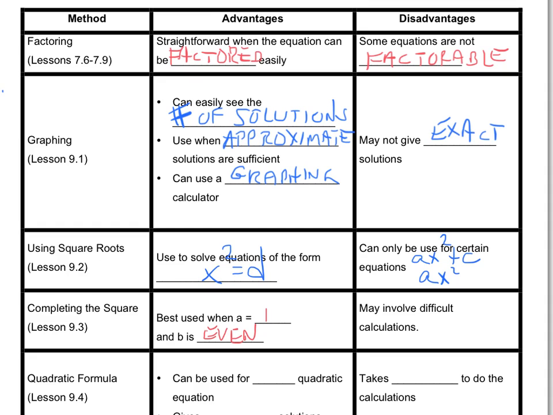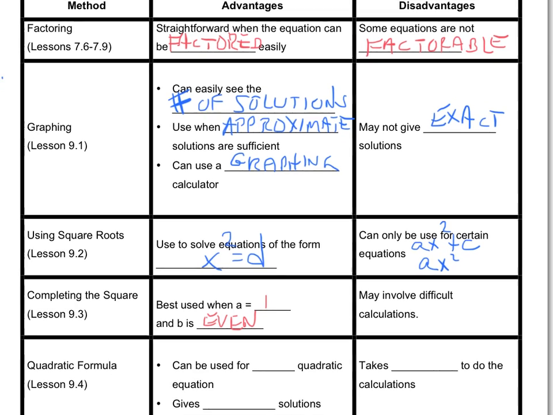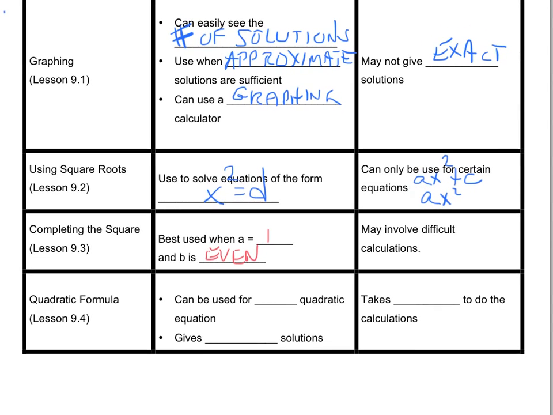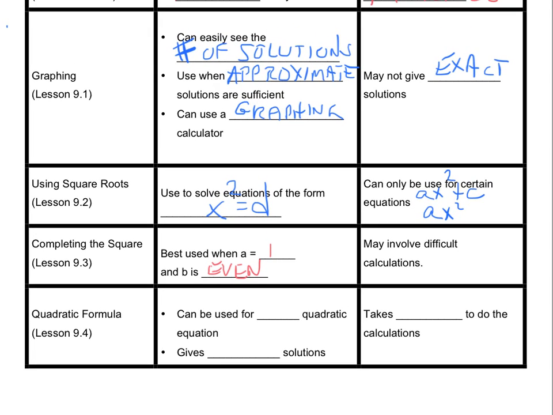The disadvantage of completing the square is that it can be difficult. It's something that you have to get good at, you have to get a good feeling for. There are several steps that you have to make sure that you understand so that you can make sure that you are accurate with your results. And the calculations can be difficult.